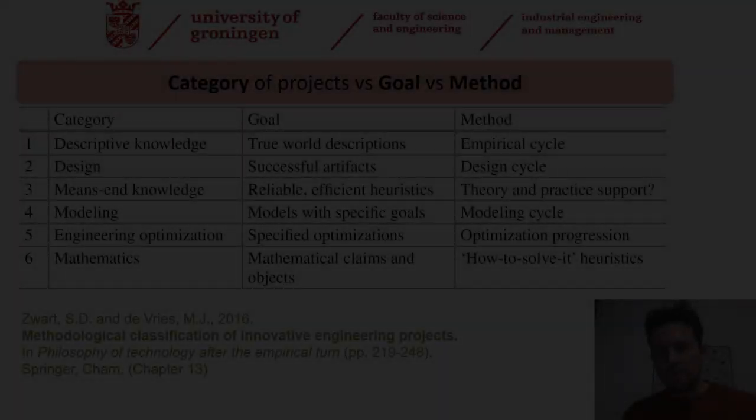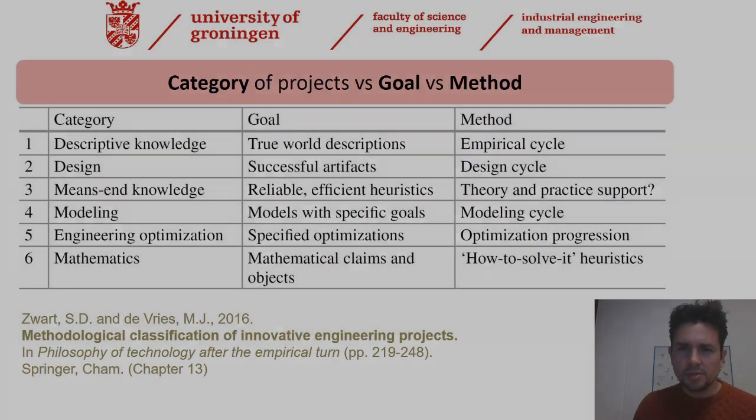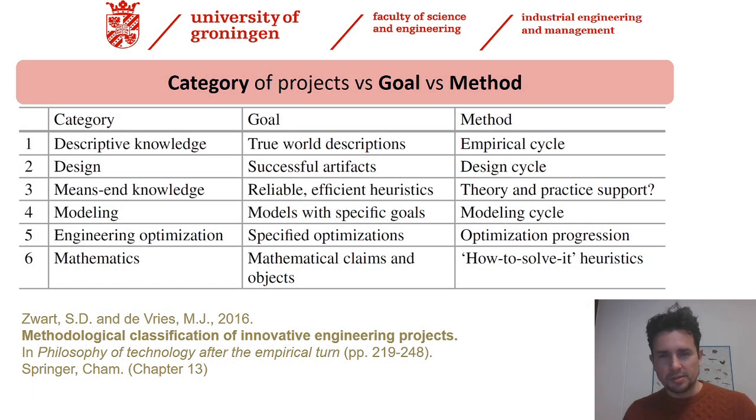Let's take a look at this table. This table represents the categorization of types of projects that were executed in the TU Delft. We go from descriptive knowledge, design, up to engineering optimization or even mathematics. Those were more than 80 projects, and there was an analysis during different years by Professor Swart and his colleague De Vries.